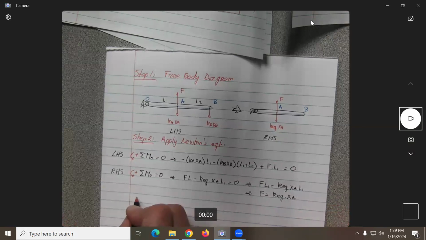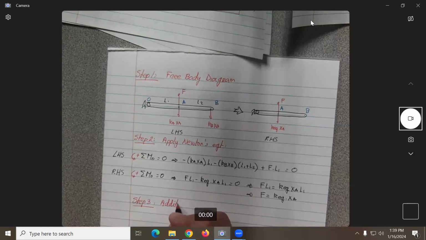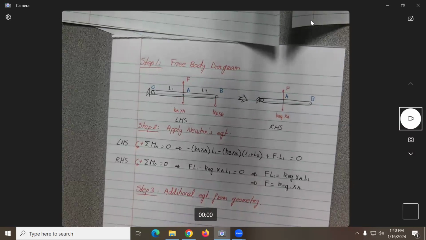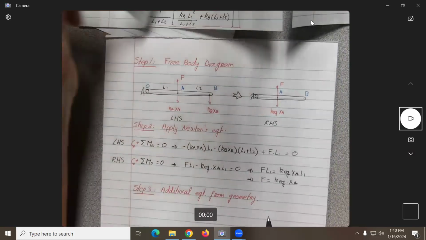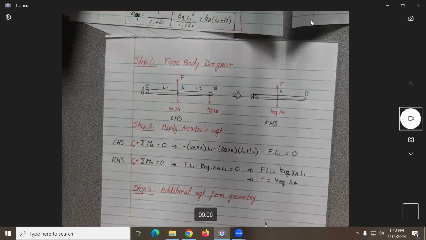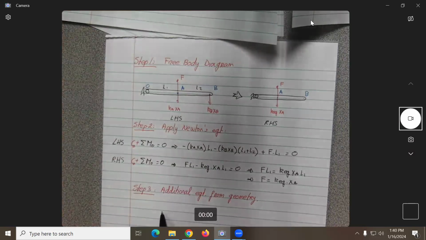So step 3. What should we do? Find additional equation from geometry. So as before, what's going to be that additional equation? And we did it going up. How did I do it before, going up or down? I think I did it going down, no? But we could do it, let's do the same thing as before. We could do it going up, but it doesn't matter.